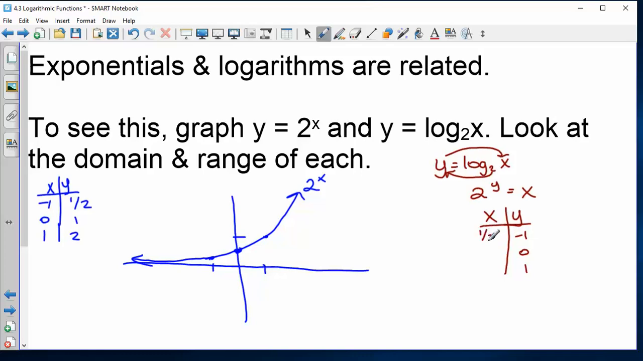2 to the -1 is 1/2. 2 to the 0 is 1. 2 to the first is 2. So I get 1/2, -1; 1, 0; 2, 1. This time it's going to be the vertical axis that I get closer and closer to.